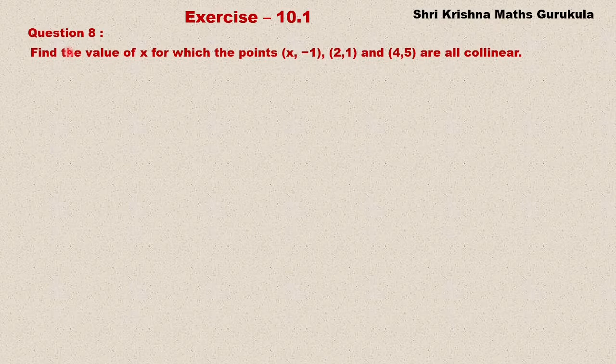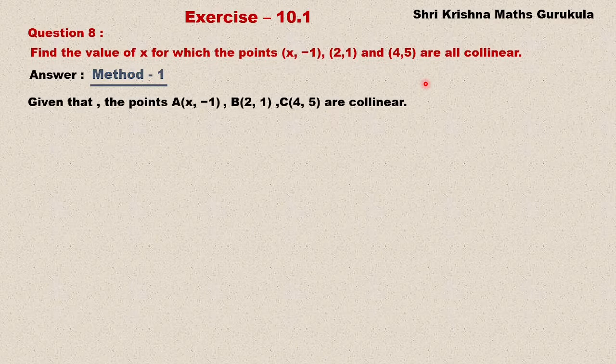So we are solving question number 8 now, and it goes like this. Find the value of x for which the points (x, -1), (2, 1) and (4, 5) are collinear. They are telling that these 3 points are collinear and we have to find the value of x, or for what value of x these 3 points will be collinear. That is the question.